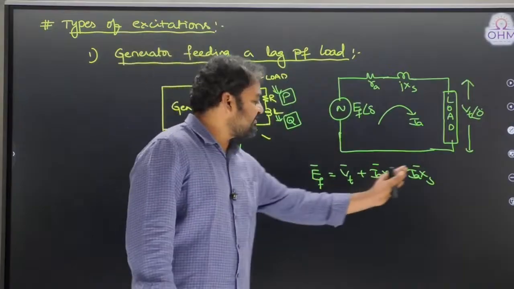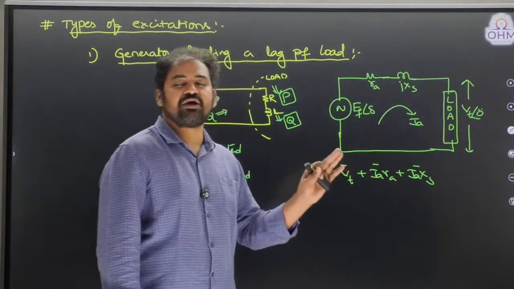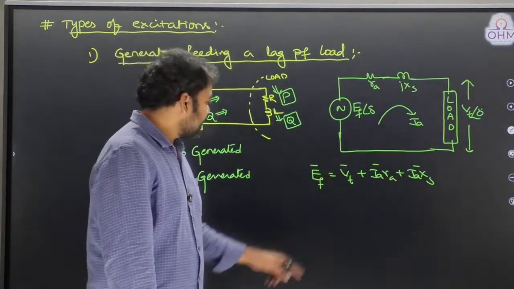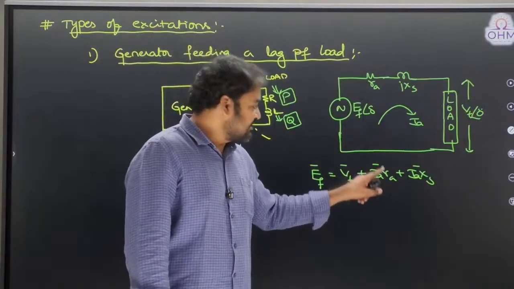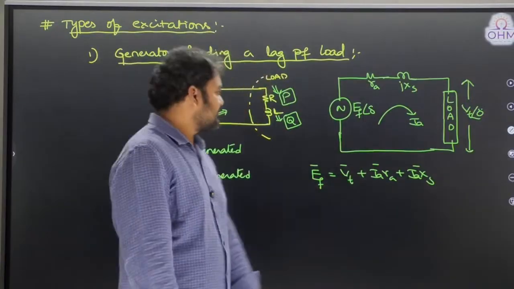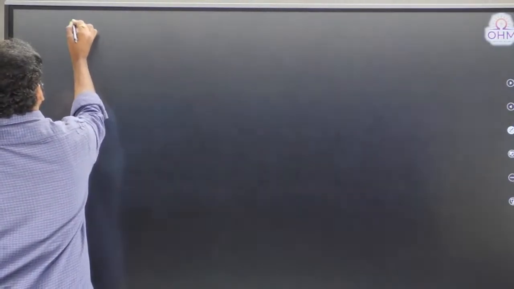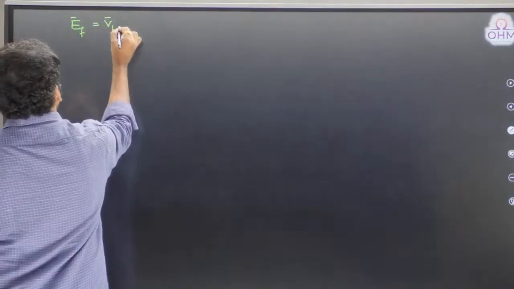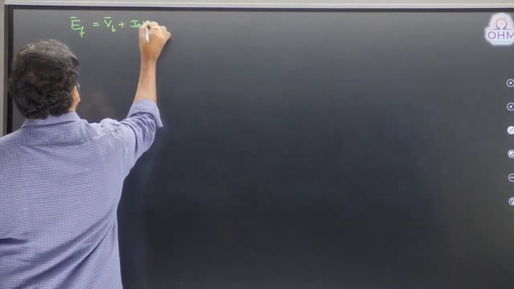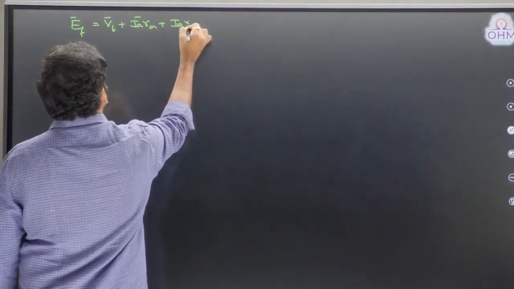Remember, everything is a phasor. You cannot add algebraically, we have to add them vectorially. Okay, so let us draw a phasor diagram satisfying this KVL equation. I will go to the next page and rewrite the KVL equation. EF is equal to VT plus IA RA plus IA XS.